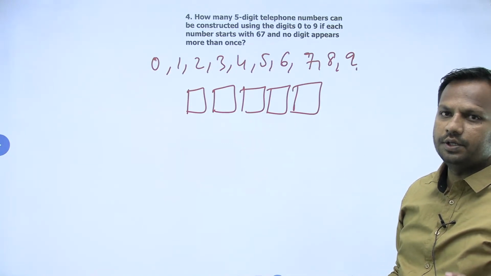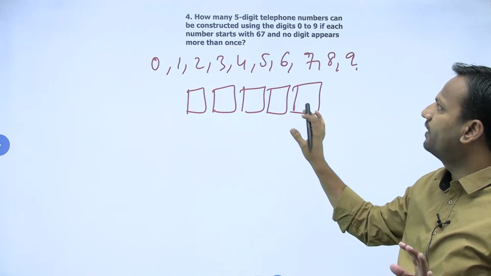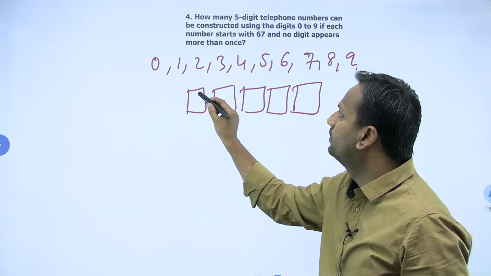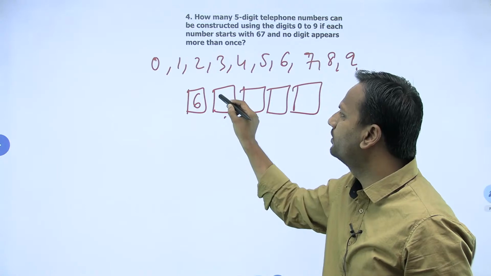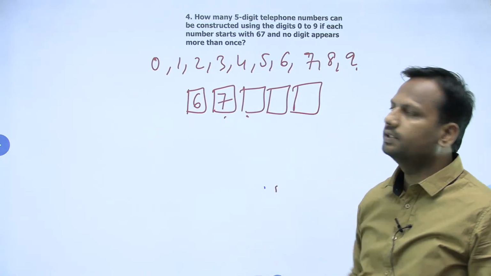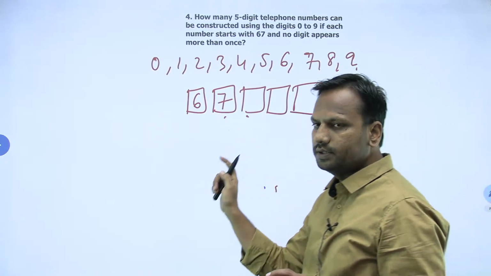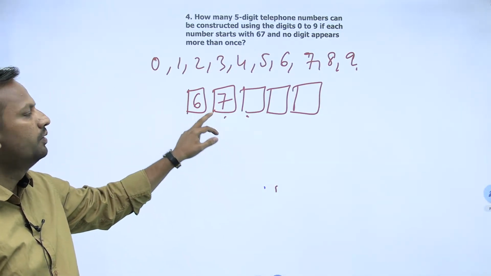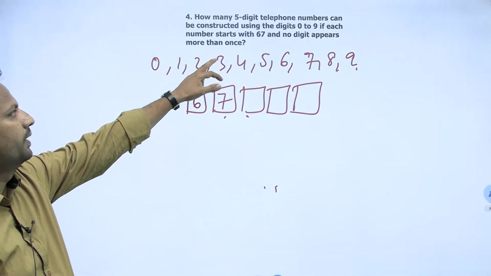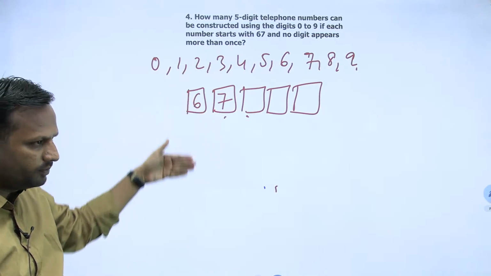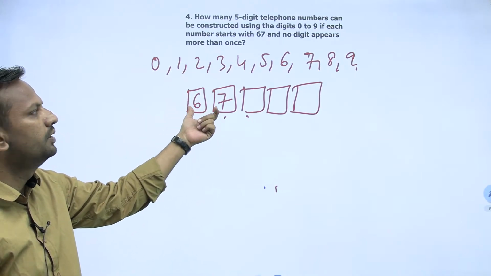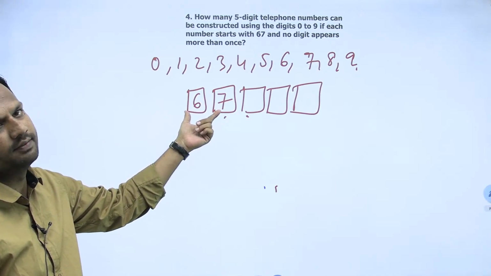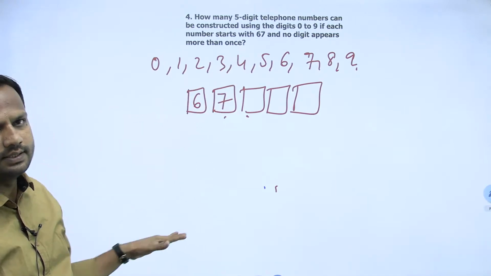What they are saying here is the condition: to form the 5-digit telephone number, the first 2 digits should be what here? The number starts with 67, right? The first 2 digits should be 6 and 7. Compulsory, 67 we should write in this. They are saying here, right? To form the 5-digit numbers, each number should have the first 2 digits as 6 and 7, that is 67. It should start from 67.